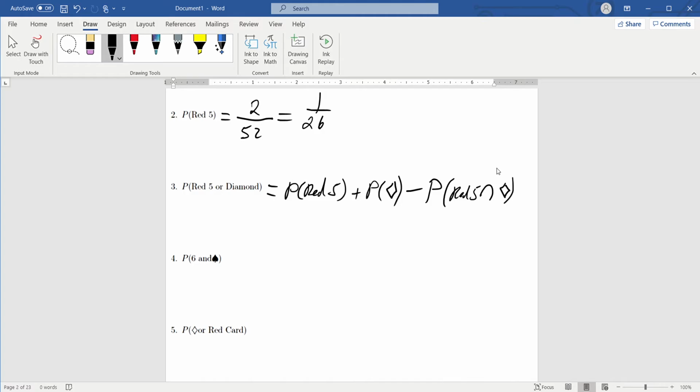So first, probability of red 5. How many do you have to work with? Well, you have 52 cards. Out of those 52, how many are red 5s? 2. Still have 52 cards. Now you have to remember this said or, so you're essentially doing this all over again. So out of the 52 cards, how many are diamonds? 13.